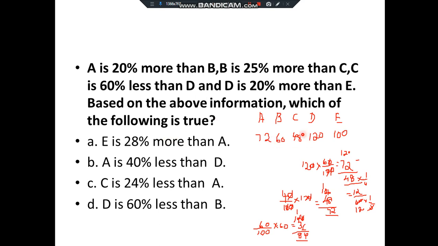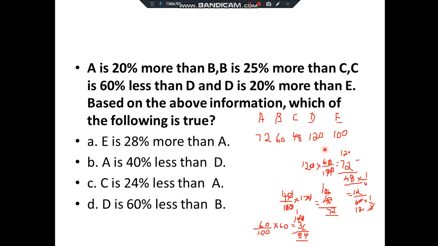Now again, B is 25% more than C, which means find 25% of C, then add the value. You get the value of B as 60. Okay. Again, A is 20% more than B. So you find 20% of B, then add the value, and you get 72. So A, B, C, D, E we have got.